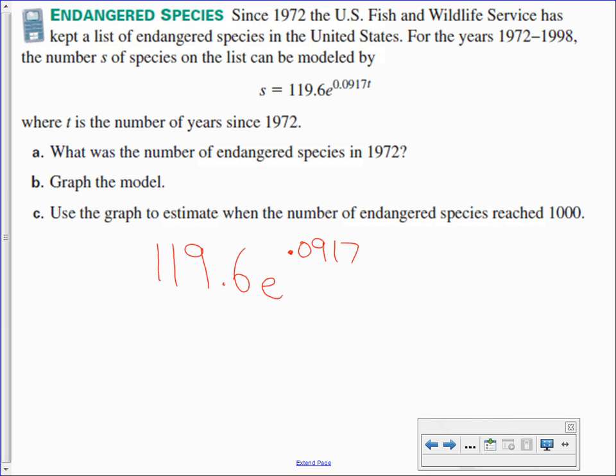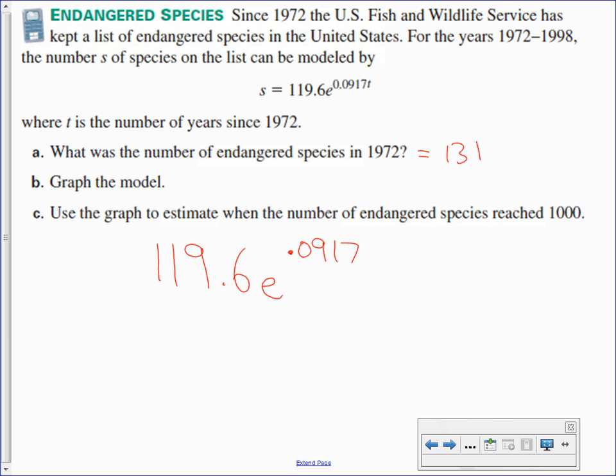So, what was the number of endangered species in 72? Can you have 0.1 endangered species? So what'd you get for this? About 131 of them.